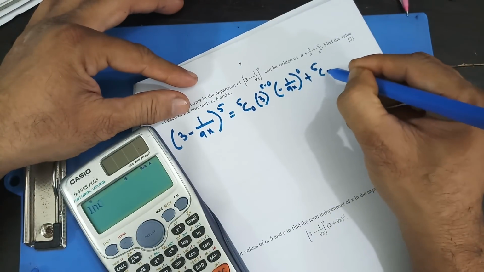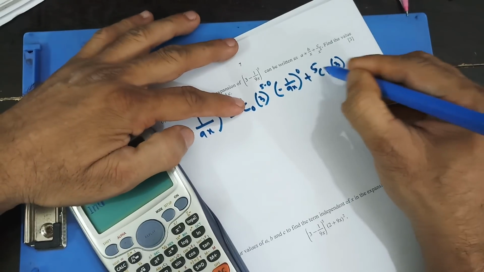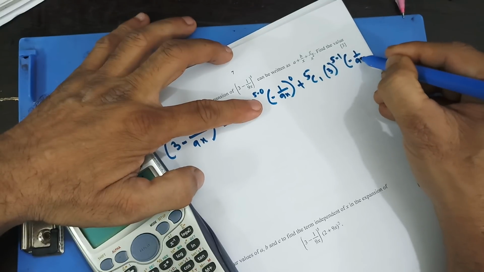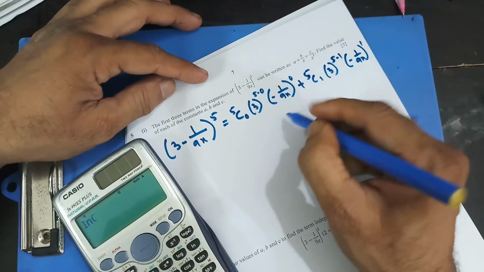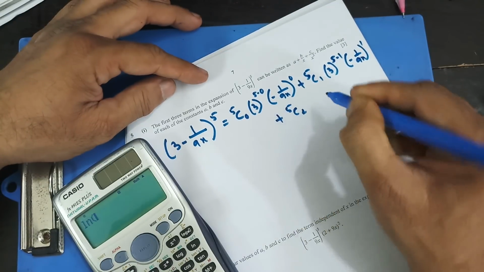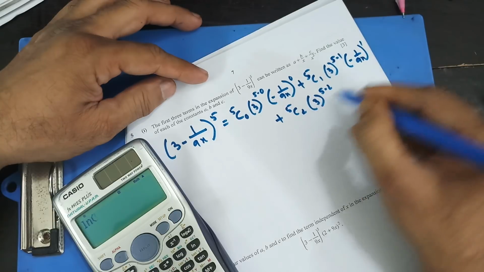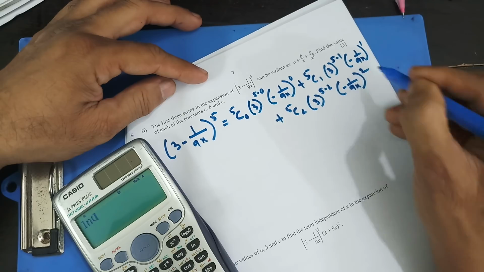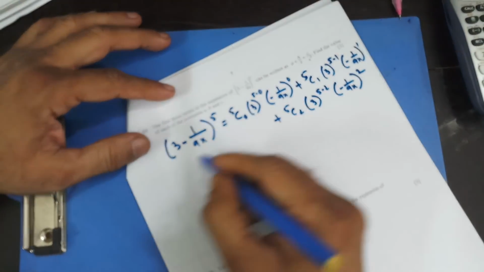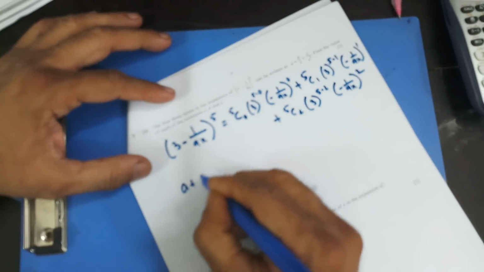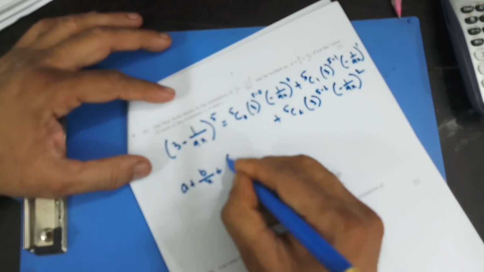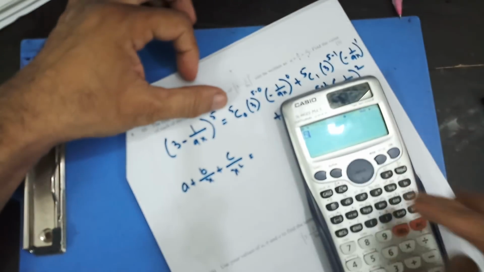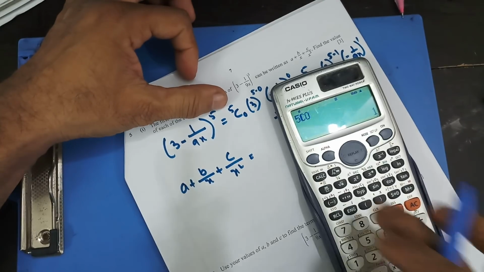Second term would be 5c1, then 3 to the power 5 minus 1, and then minus 1 by 9x to the power 1, and there are three terms. Another one, 5c2, 3 to the power 5 minus 2, and minus 1 over 9x to the power 2. Okay, now these first three terms are given as a plus b over x plus c over x square, and this thing 5c0 equals 1. Trust me on that. Then again, don't trust me. Okay, we're going to find it out.